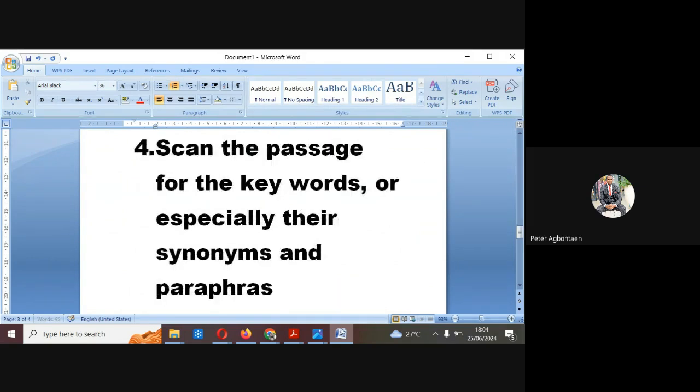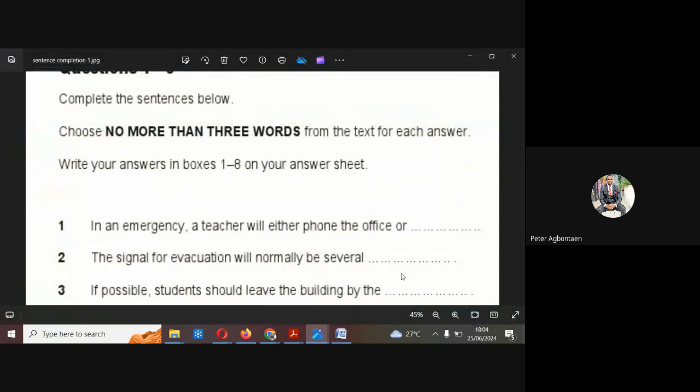Okay, so I said you scan the passage for the keywords, or especially their synonyms and paraphrases. Now, let me tell you what I mean by that. In setting these questions, first they will write the passage. Then after writing the passage, the next thing they will do is to write the question.